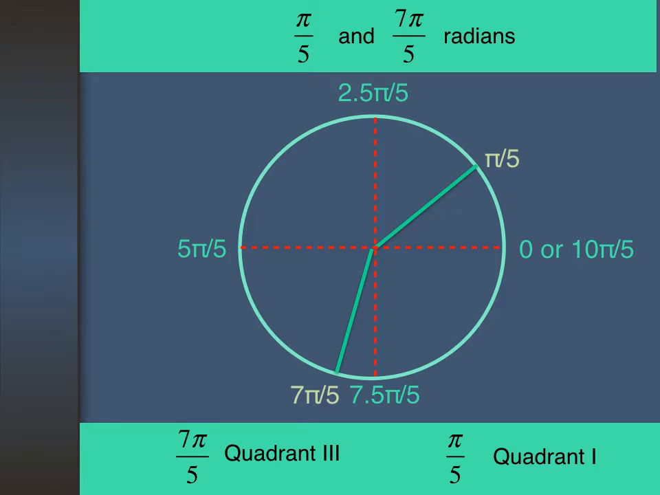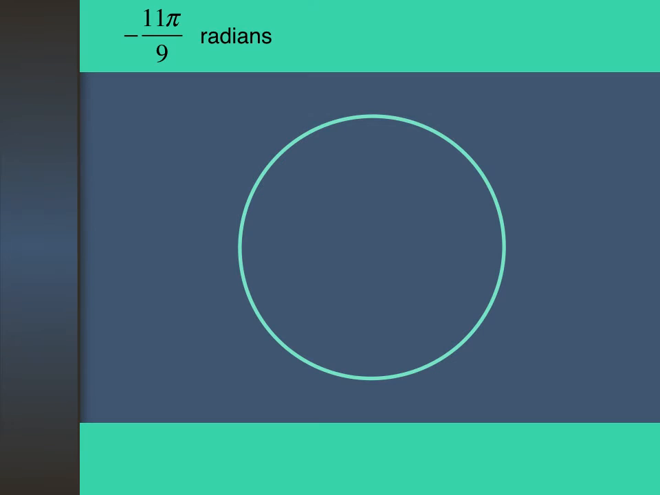So see, we can still visualize the circle without having to divide it into so many equal parts. Now the next problem, we're given a negative angle, so negative 11 pi over 9 radians. Now what we know is that we can add or subtract 2 pi to anything, and it does not change the value. So I'm going to add 2 pi radians, which I'll write in terms of ninths. So I could also look at 7 pi over 9. That would be in the same quadrant as negative 11 pi over 9.